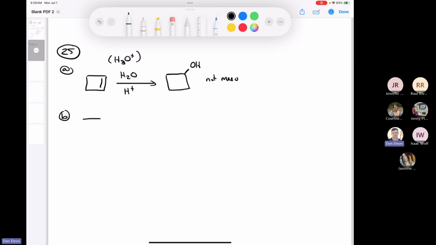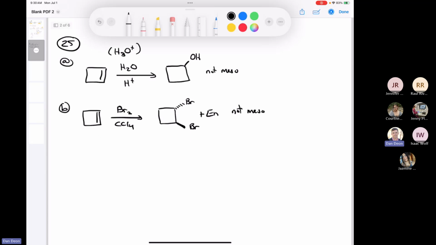Then if we look at B, it's bromination of the cyclobutene. So just using bromine. They put a solvent, CCl4, which is carbon tetrachloride. But you all know that this gives you anti-addition. And so you'd get this plus the enantiomer. And so this is not meso. There's definitely no plane of symmetry here.